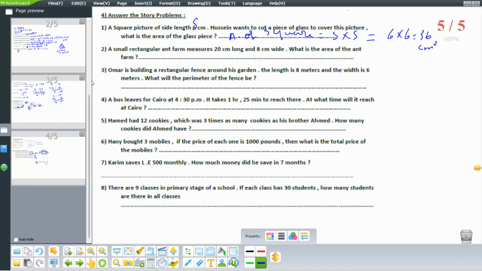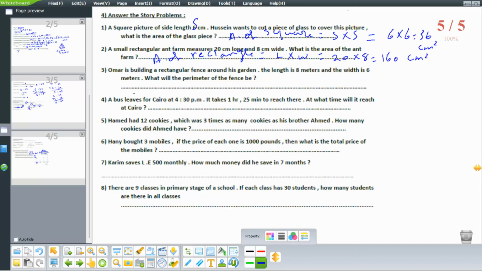A small rectangular end part measures 20 centimeters long and 8 centimeters wide. What is the area of the end part? We know that the area of the rectangle equals length times width, 20 times 8 equals 160 square centimeters.